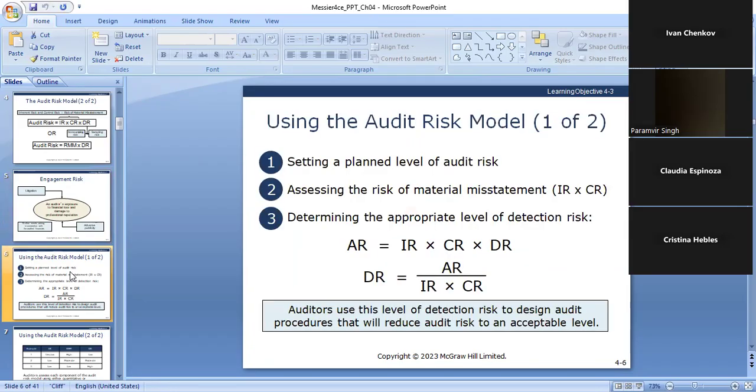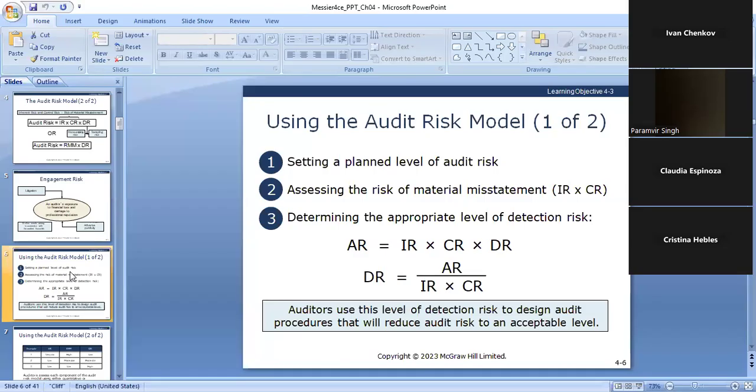So, how are we going to use this risk assessment model? First, we're going to set the planned level of audit risk. We want our audit risk to be that much. We're literally going to set up the number for the audit risk, and we're going to start chasing: can I reach this number? Second, we're going to assess the risk of material misstatement, which is RMM, which is equal to the inherent risk and control risk. So I'm going to assess the inherent risk and the control risk.